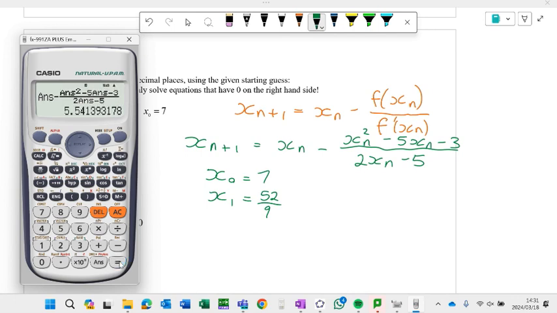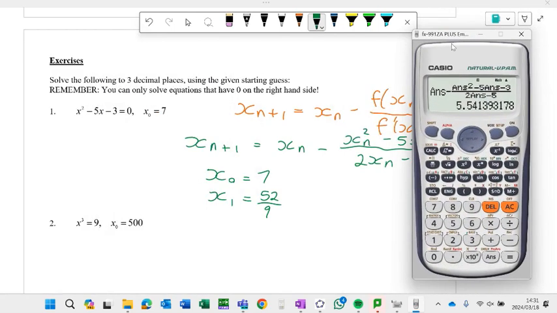Now this particular one says to 3 decimal places. So if you want to, you can see when the 4th decimal settles, in fact, almost immediately, guys. So the final answer to 3 decimal places would be 5.541.